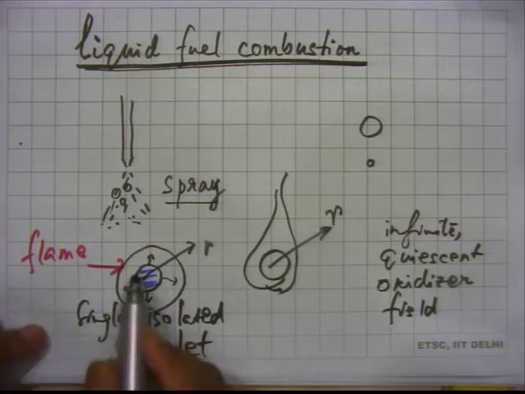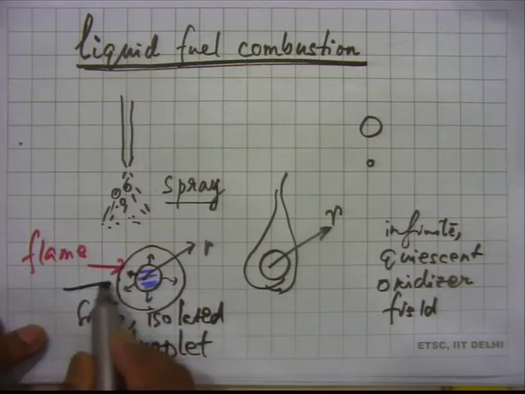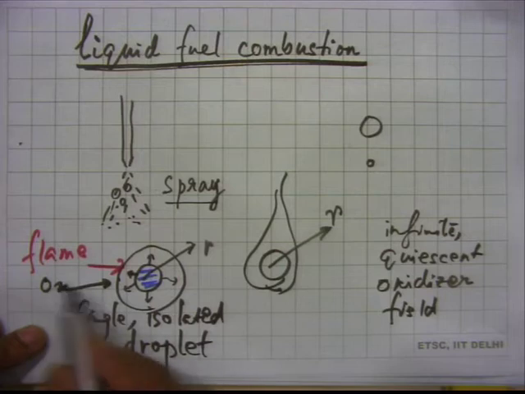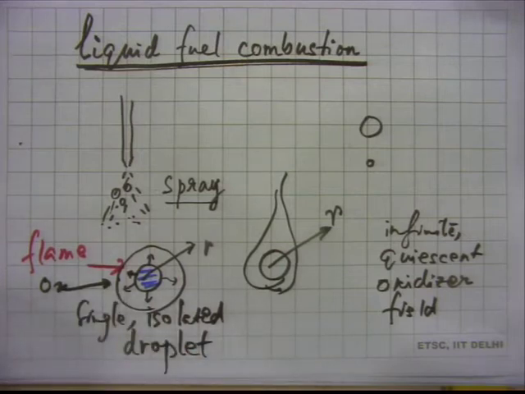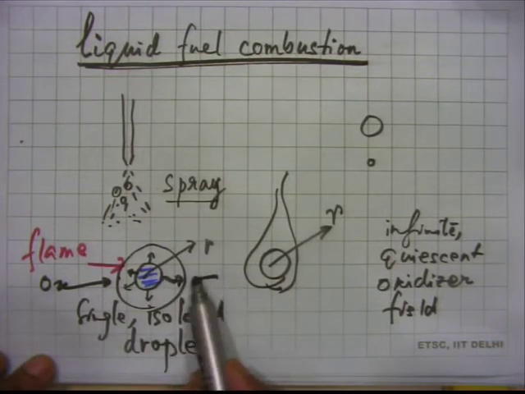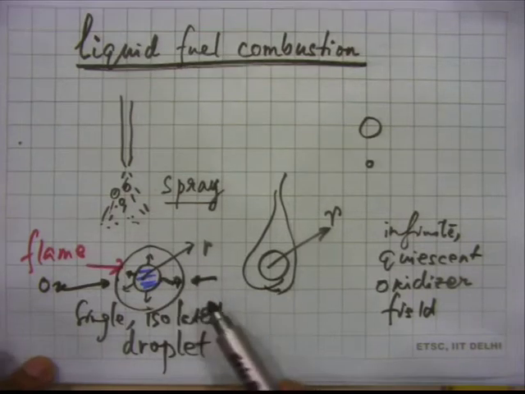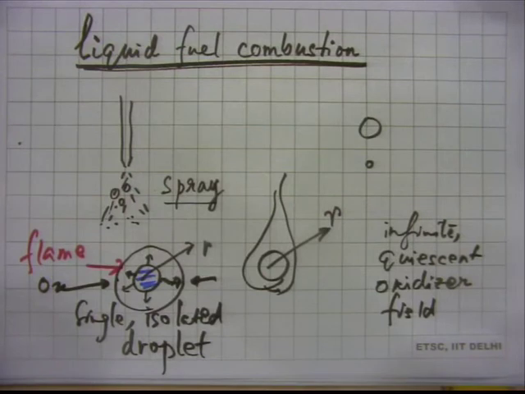So if you think about what happens in a flame, of course we will have fuel moving towards the flame, and we suspect that oxygen from the air will move towards the flame also from outside. So fuel goes towards the flame, and oxygen also comes towards the flame, right. So this will be non-premixed combustion, diffusion combustion. This is the overall picture of single isolated droplet combustion.